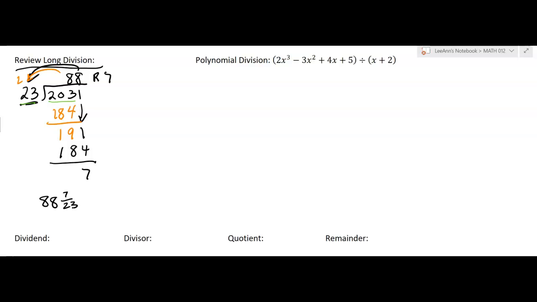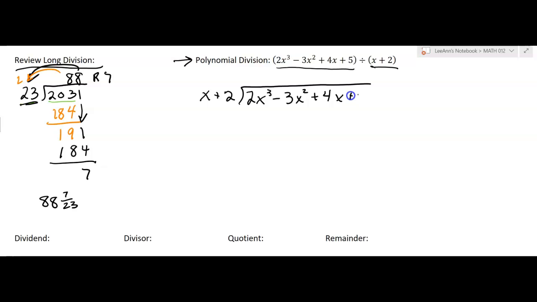Now what we're going to do is take these same ideas and apply them to polynomials. Okay? It's going to look a little bit different. But here's my polynomial. That would be the dividend. And then here's my divisor. So you put the divisor on the outside, x plus 2, and then make the long division house. And then you put the dividend inside: 2x cubed minus 3x squared plus 4x plus 5.